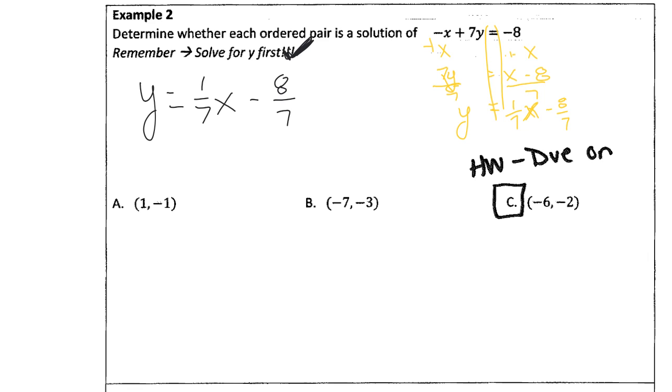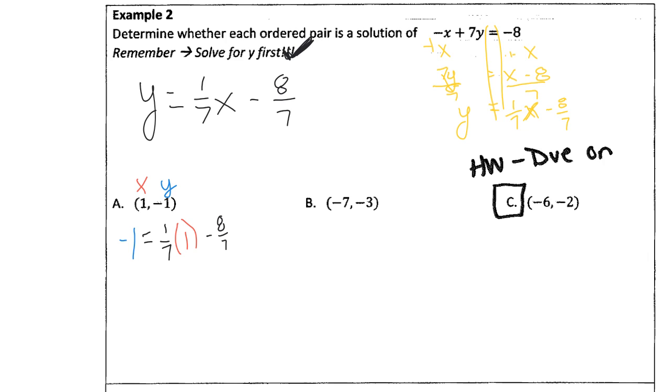Now we need to determine whether each ordered pair is a solution. So let's do the first one. Remember, an ordered pair is x and y. So we're going to plug these values in for x and y. So y is equal to -1. So -1 equals 1/7 times 1 minus 8/7.